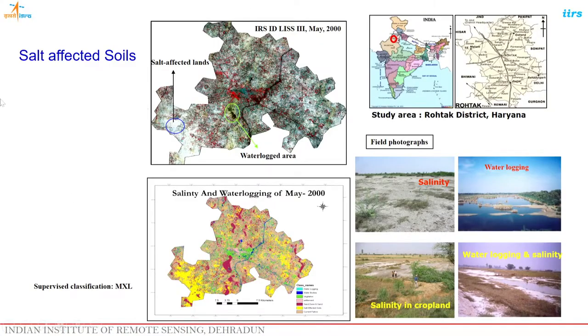Here one example is given. This is the Rohtak district of Haryana, and in the FCC you can see white tone. These all are salt affected soils. We mapped in 2000. These are the salt affected soils where you are seeing the yellow color. This is the salt affected soils based on the supervised classification.